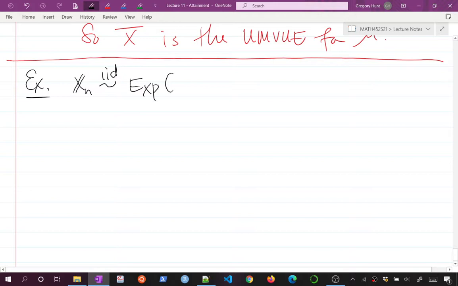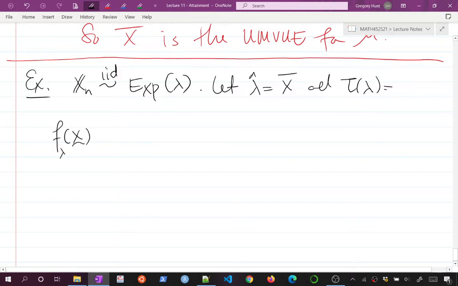From an exponential distribution with some rate parameter lambda. In this case, let me actually write out. What was my UMVUE? What do we want to call it? Lambda hat be x bar and tau of lambda be 1 over lambda, right?